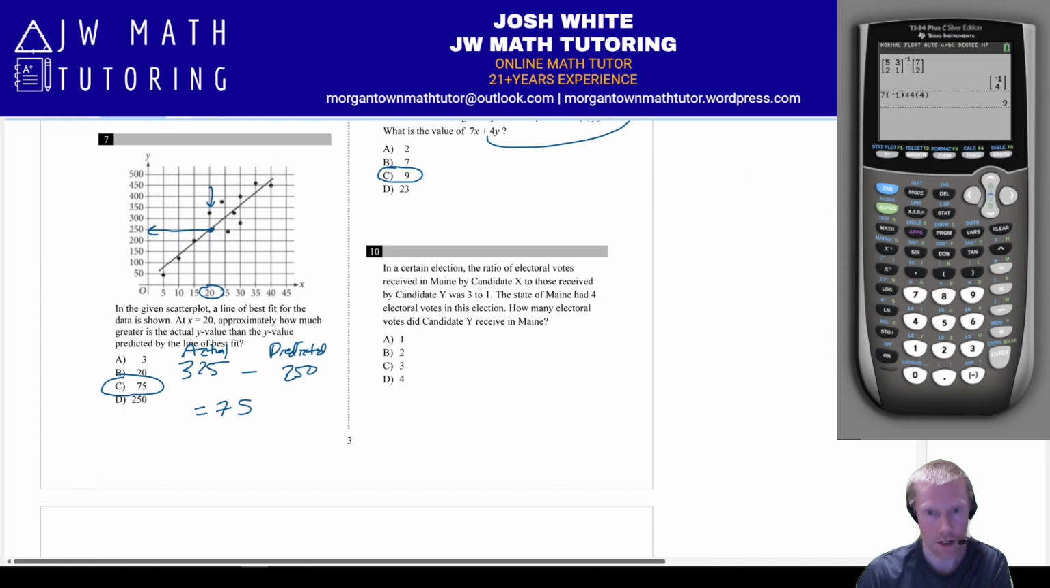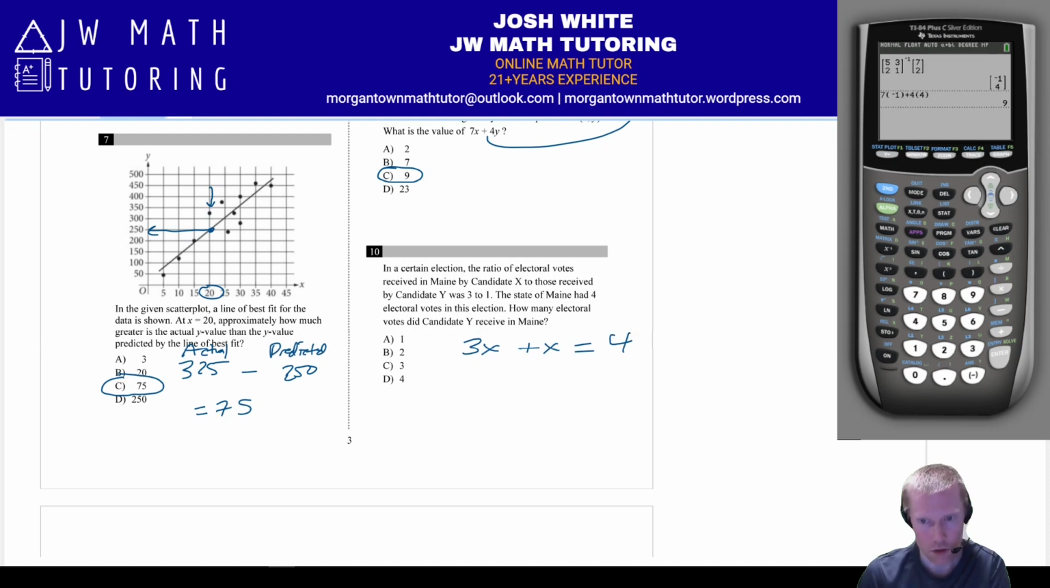All right, for number 10, this is basically just a real simple ratio type problem, a word problem, sort of. So they tell you the ratio of electoral votes that x received to y was 3 to 1. So that means you could say 3x, which is the number that candidate x received, plus 1x, which is the 1 for candidate y. And you could add those up, and those would equal 4.